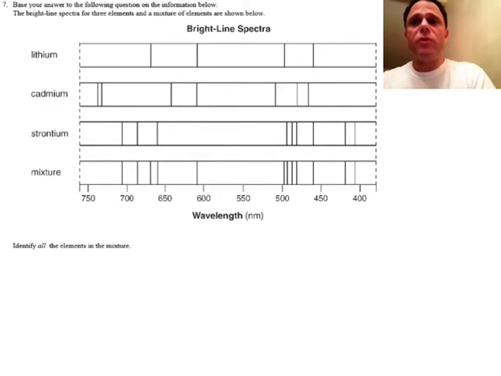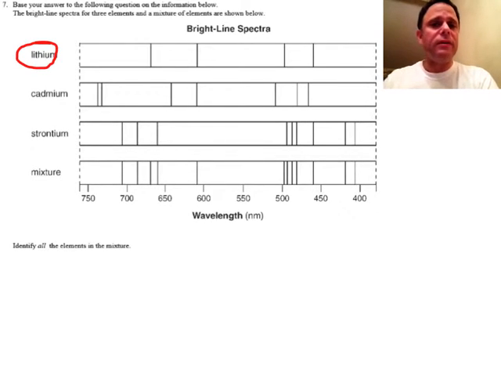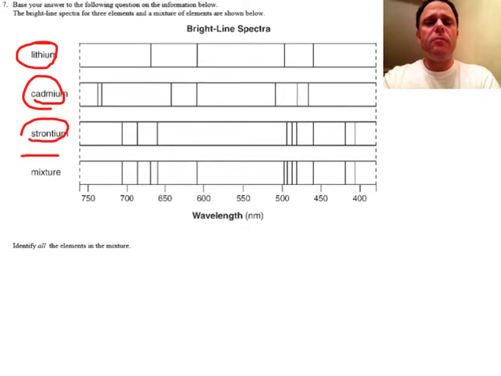Here's number 7. Base your answer to the following question on the information below. The bright line spectrum for 3 elements and the mixture of elements are shown below. So here's an actual picture of 4 bright line spectrums. Lithium, here are the lines that are produced when the light emitted from lithium is separated with a prism. Cadmium, strontium, and a mixture of various lights together.